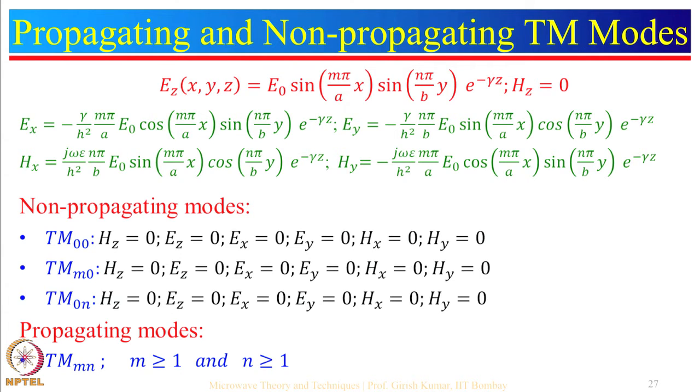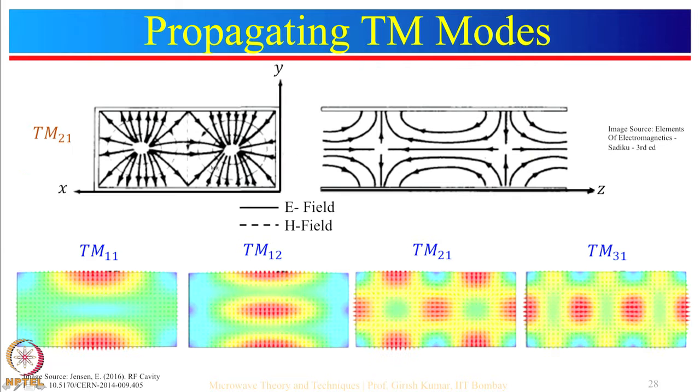If we put both m and n greater than or equal to 1, then these fields will not be 0. So there will be propagation of electromagnetic wave. So TMmn modes are the propagating modes in rectangular waveguide. Now let us see how field varies in propagating modes in TM propagation. This is the example for TM21 mode. This graph is for xy plane. This is the variation of fields in yz plane.